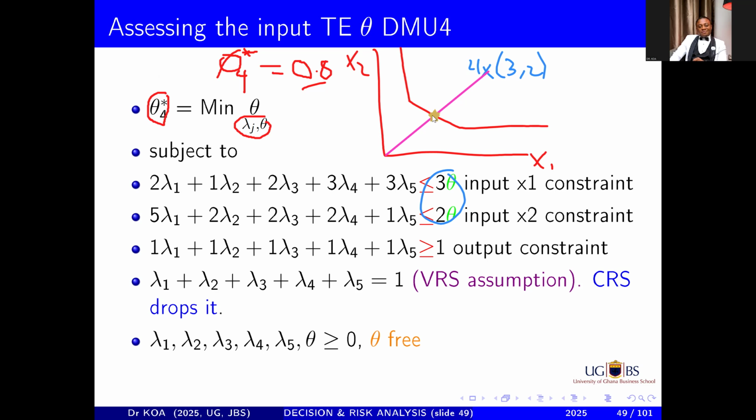Yes, we know we are going towards the origin, but what is going to help us to move towards the origin? It is something we don't know. And what is that something we don't know? It is the theta. There's something here called theta. We don't know the theta. I'm going to multiply this theta by 3, and multiply this theta by 2. This theta, which is the efficiency score, should help me move these actuals to the target.